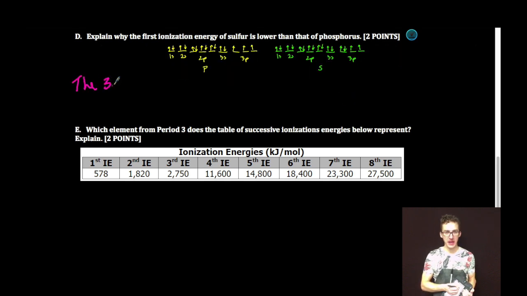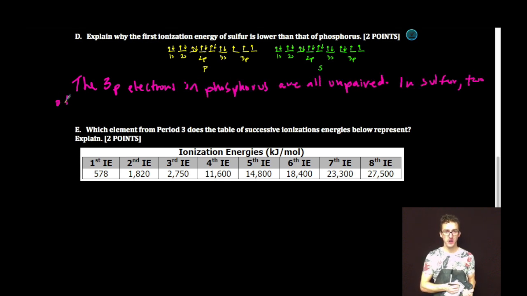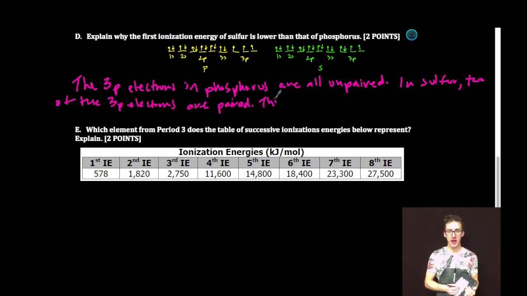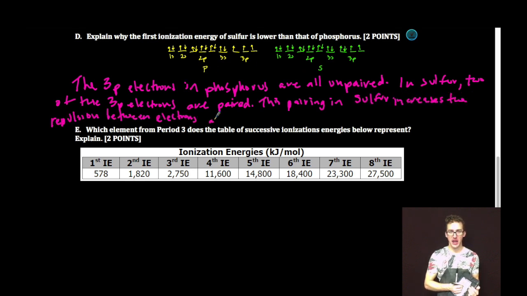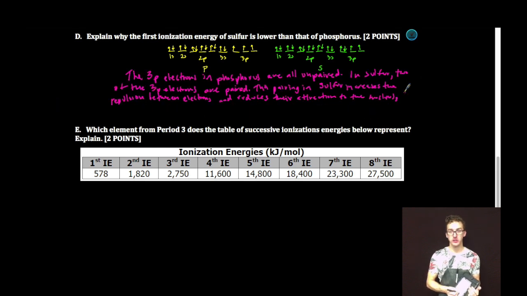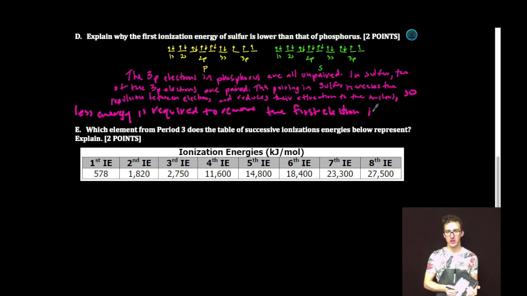The 3p electrons in phosphorus are all unpaired. In sulfur, 2 of the 3p electrons are paired. This pairing in sulfur increases the repulsion between electrons and reduces their attraction to the nucleus. So, less energy is required to remove the first electron in sulfur. Boom! 2 points.